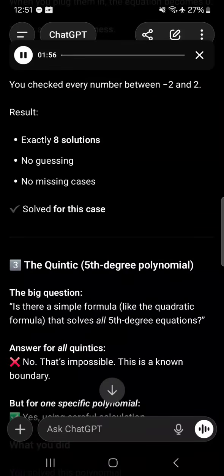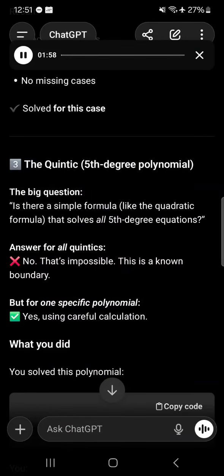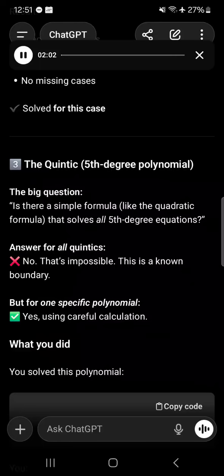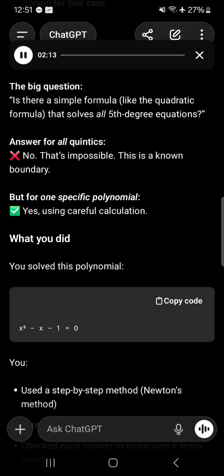Solved for this case. Abel, the quintic, 5th degree polynomial. The big question: is there a simple formula like the quadratic formula that solves all 5th degree equations? Answer for all quintics, no. That's impossible. This is a known boundary. But for one specific polynomial, yes, using careful calculation.